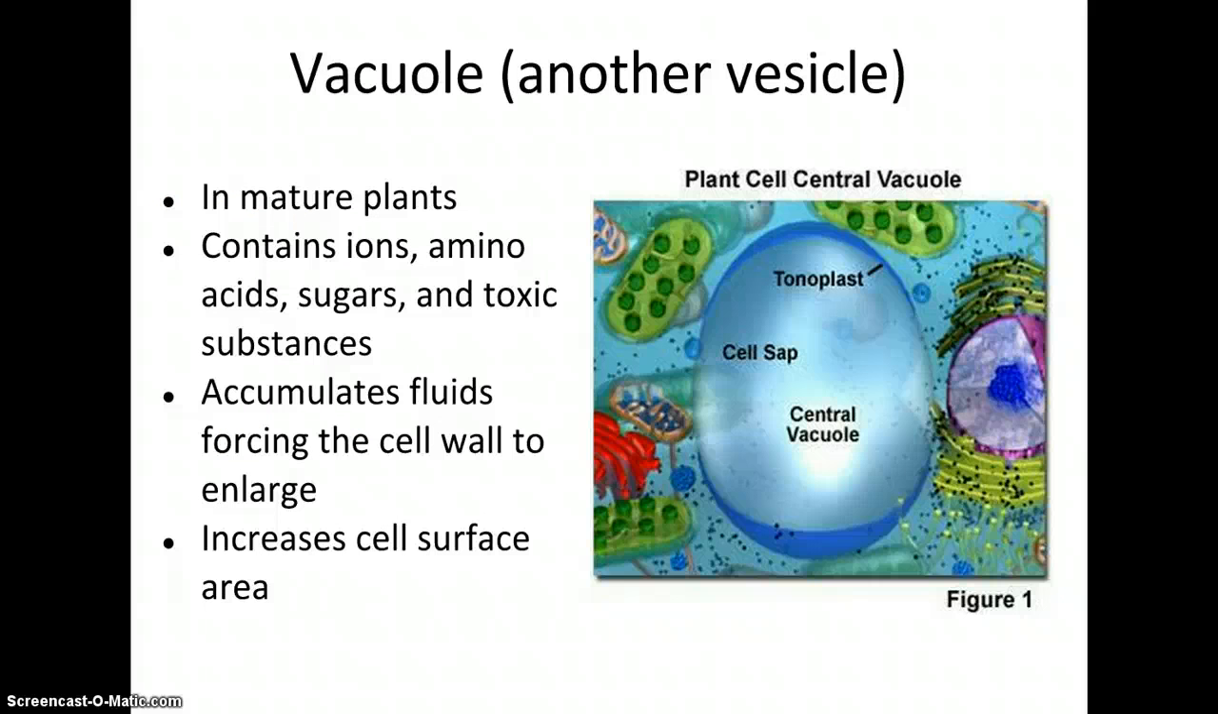Vacuole is another vesicle. Vacuoles are in mature plants. They're storing all these different kinds of substances. You can see amino acids, sugars, and toxic substances as well. And when the fluid accumulates inside there, that's going to make the cell enlarge, and we call that turgid. If you've ever had carrots that are nice and crisp, all of those vacuoles are full of water and other kinds of substances. And then when you get them and they're kind of limp, that flaccid indicates that it has lost some of that water.